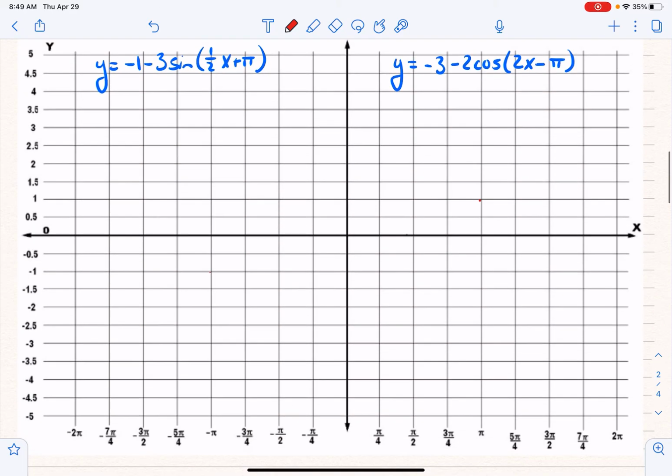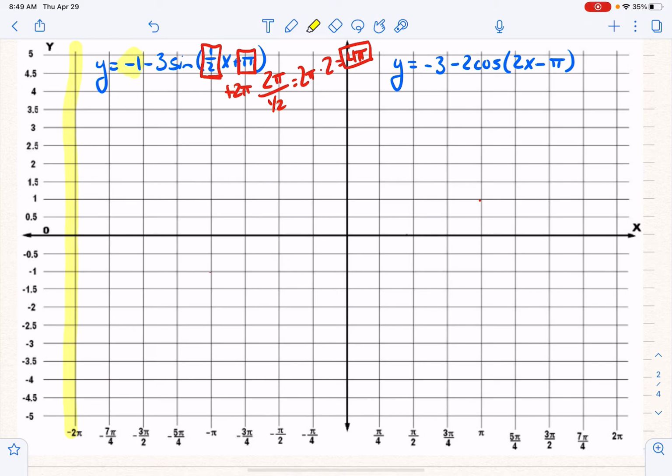Let's see here. Okay. Here we've got, when we factor out the B value of 1/2, remember 2 pi divided by 1/2 is the same thing as 2 pi times 2. So what that does is that makes my period 4 pi. All right, so that's going to make this super long. When I factor out that 1/2, it's going to change this plus pi to plus 2 pi, which means that's going to change my horizontal shift all the way back here to -2 pi.